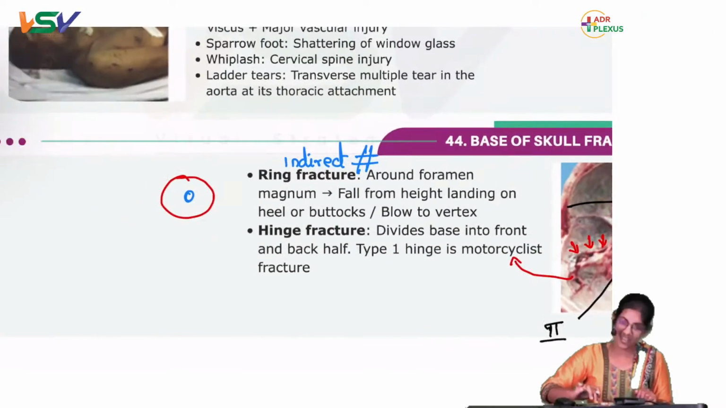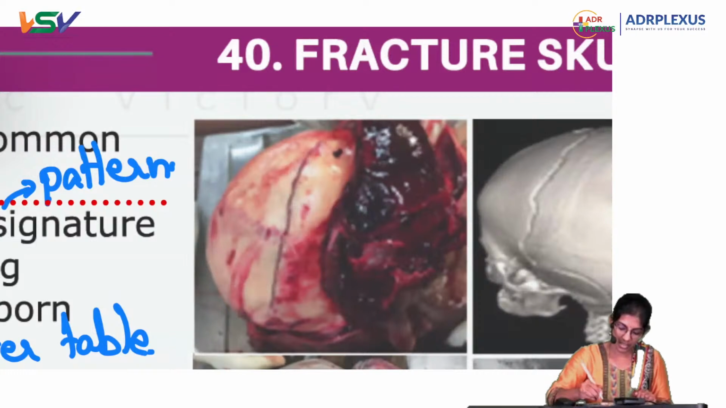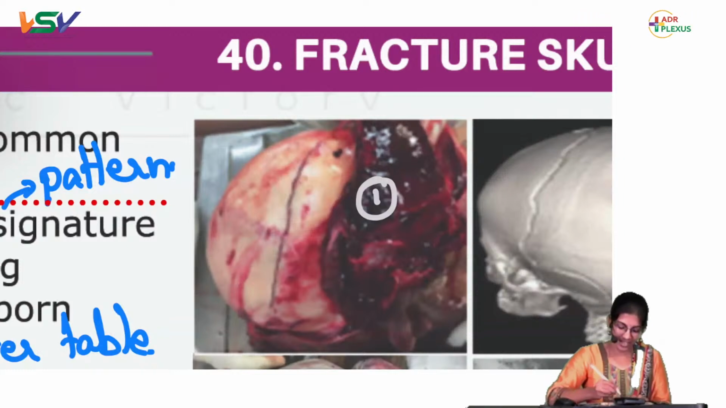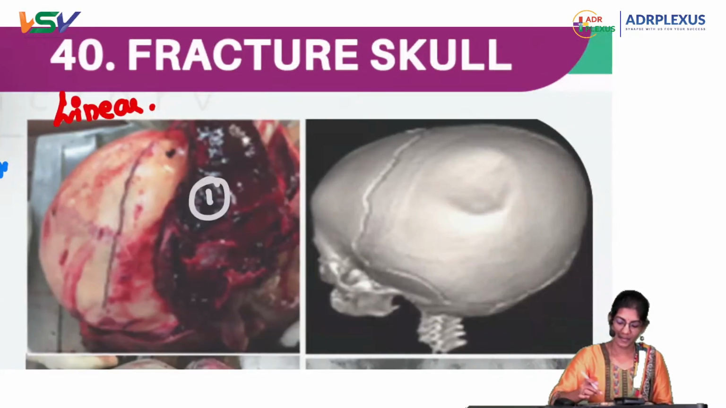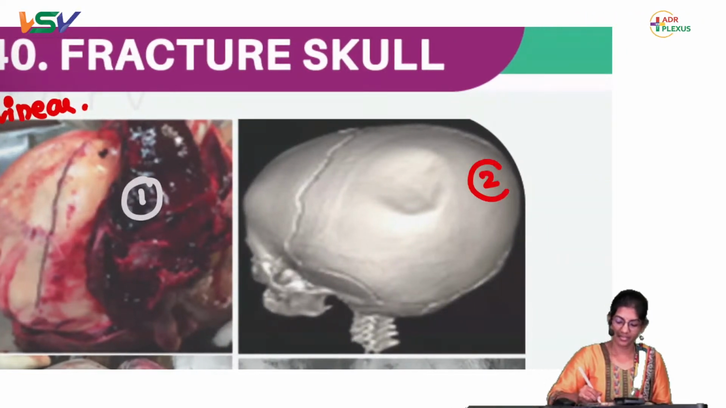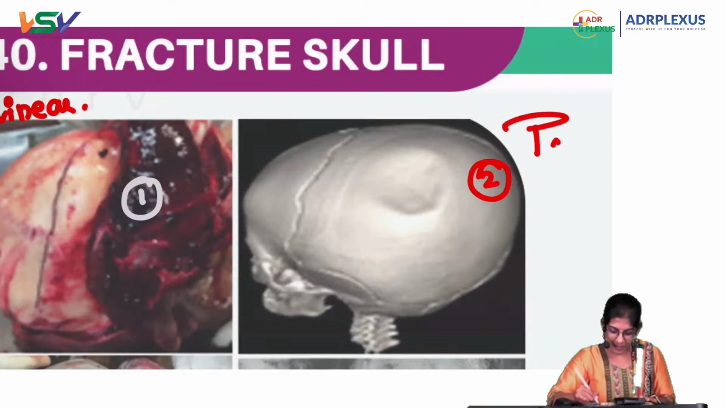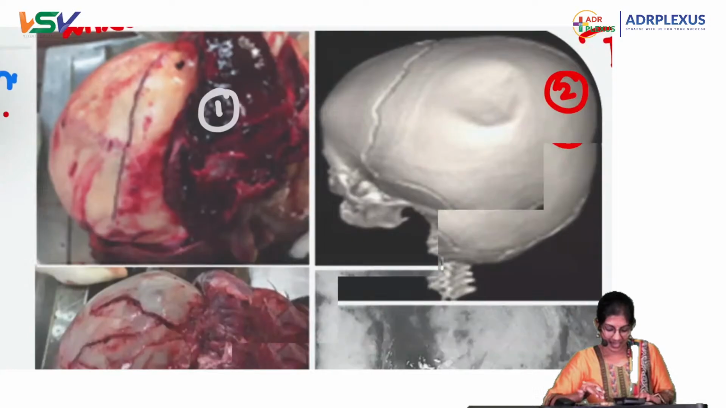Now, let's again go back to the previous page. Try to identify the fractures. What is this fracture? The first one. What type of fracture is it? Very good. This is linear. The second, try to identify the second. Pond. Okay. Yes. Third.